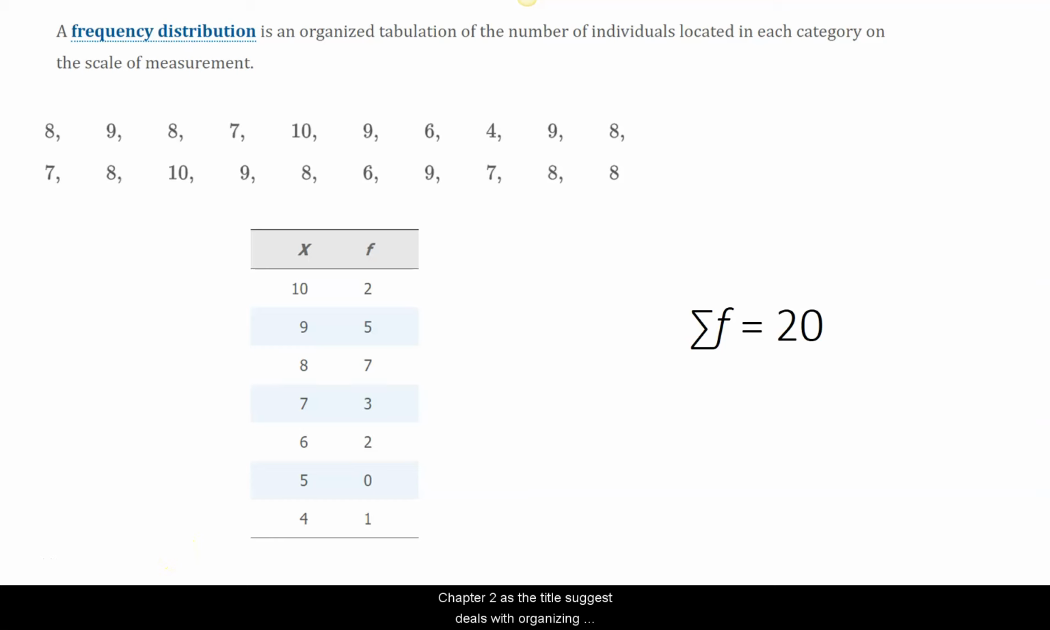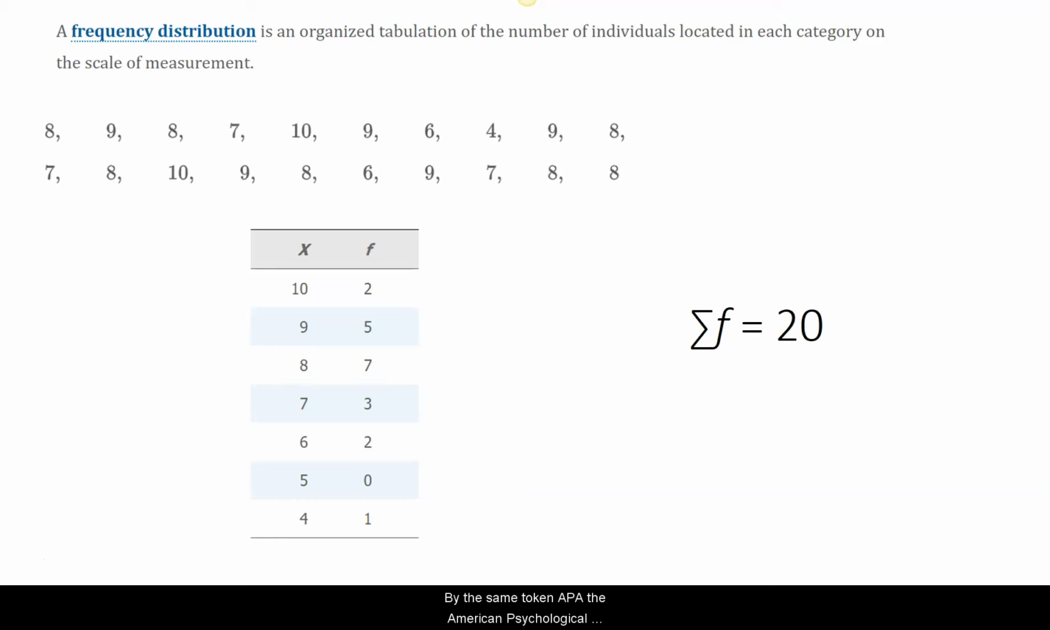Chapter 2, as the title suggests, deals with organizing numbers into tables and graphs. And the way it's done has some precedent to it, almost like accounting principles. If you've ever taken an accounting course, and many of you may have not taken one, they speak a different language. They talk in terms of debits and credits.